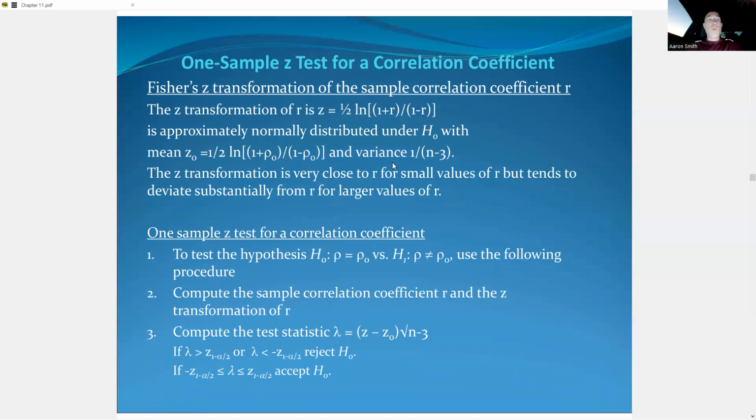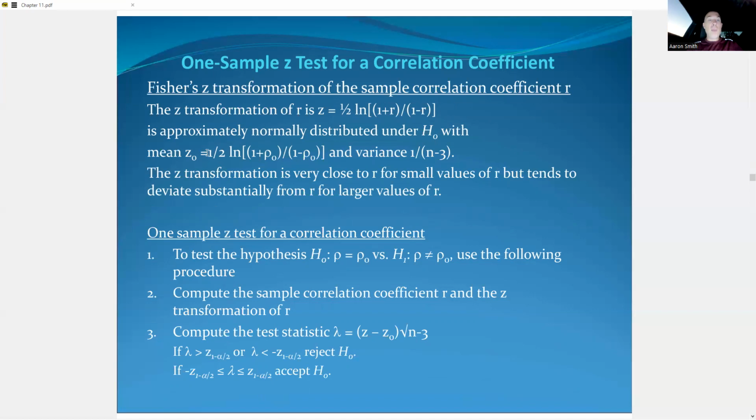All right, so we can also do a test using a z transformation. What we do is take (1 plus r) divided by (1 minus r), and take the natural log. Notice that when r is close to -1, that's going to be close to 0. 0 for natural log is like a super far low vertical asymptote. Notice that when r is close to 1, I have a vertical asymptote also. And so this will be an approximately normal distribution.